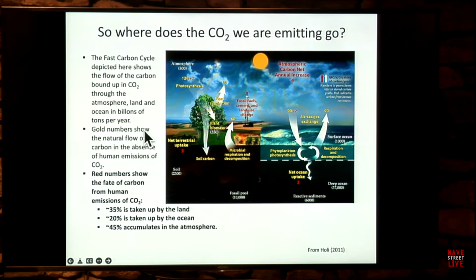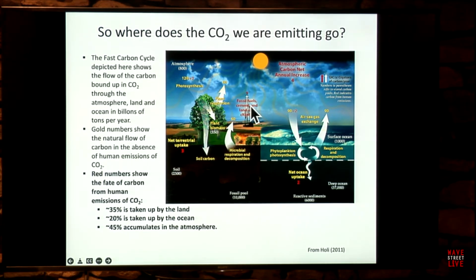We learned about the geological carbon cycle in the last lecture, which had a time scale of 100 million years. This is a much faster carbon cycle. That's why I call it the fast carbon cycle. And it kind of works like this. First of all, all the numbers here are millions of tons of carbon, not CO2. The gold numbers reflect the natural flow of carbon in the absence of human emissions of CO2, and the red numbers show the fate of carbon from human emissions of CO2.